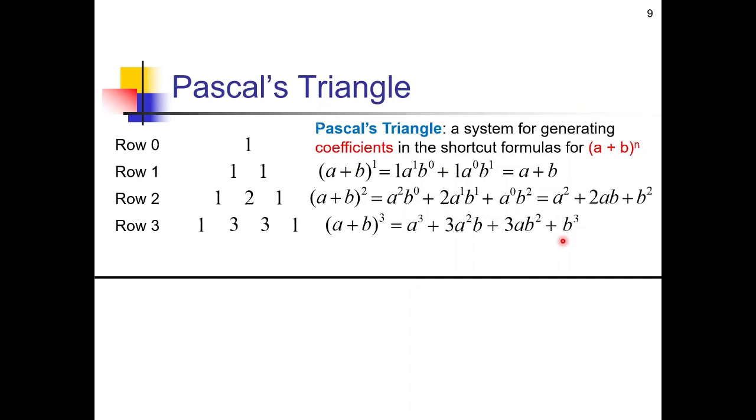Now, you could memorize this formula. It's not too tough to memorize, or you can just regenerate it every time using Pascal's triangle. And we could keep going with this triangle, and we will. There's a few more rows we're going to see. But first, I'd like to just give you a problem to try this out on.